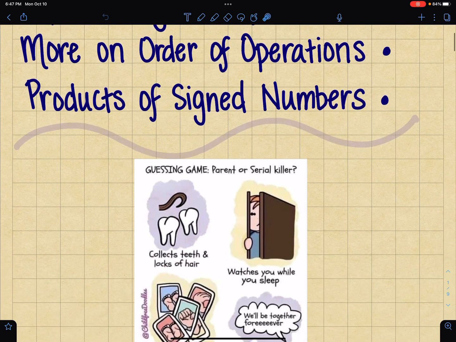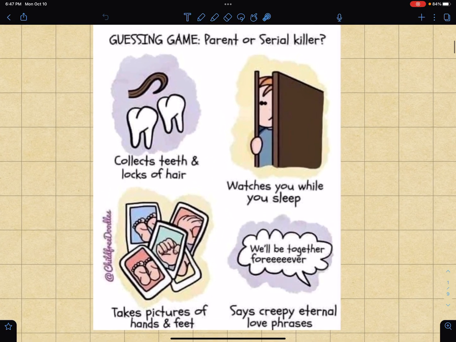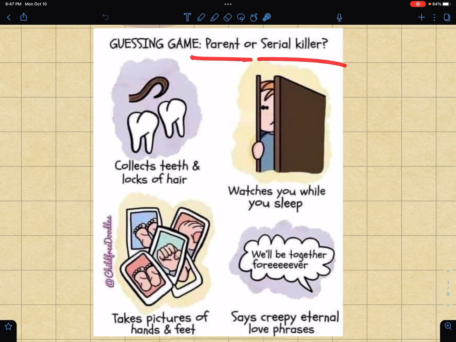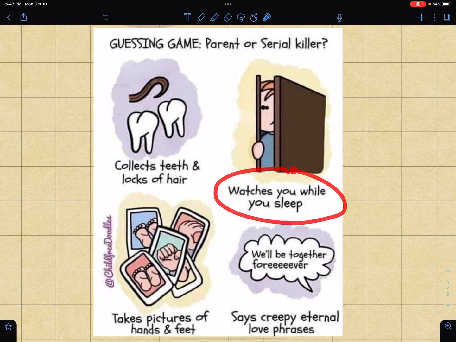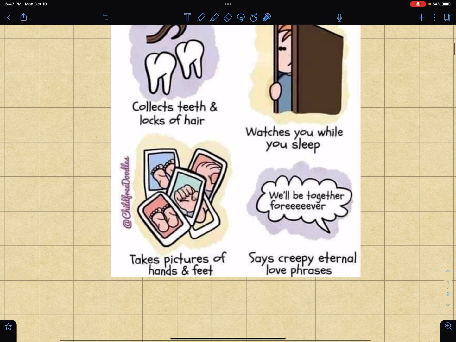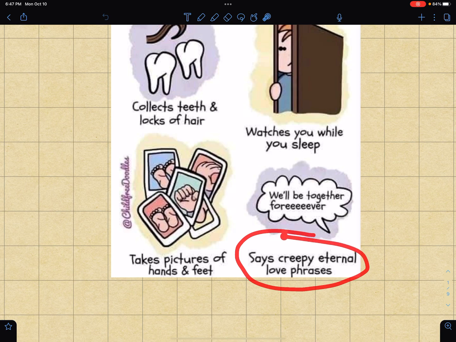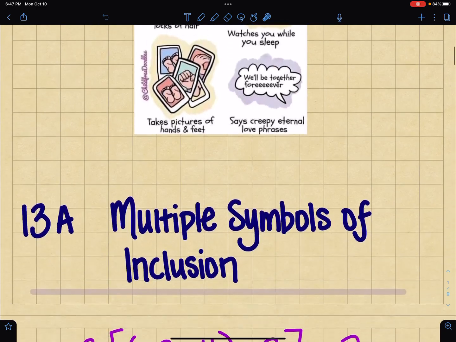But first of all, let's do this little guessing game. Is it a parent or is it a serial killer? Guess. Someone that collects teeth and locks of hair. Ooh, watches you while you sleep. Okay, take pictures of hands and feet. Says creepy eternal love phrases. We'll be together forever. Okay, I have to admit I've probably done some of those things to you, so I'm not a serial killer. So I'm just a parent. It could be either one though. That's kind of funny. All right, let's jump into the lesson.